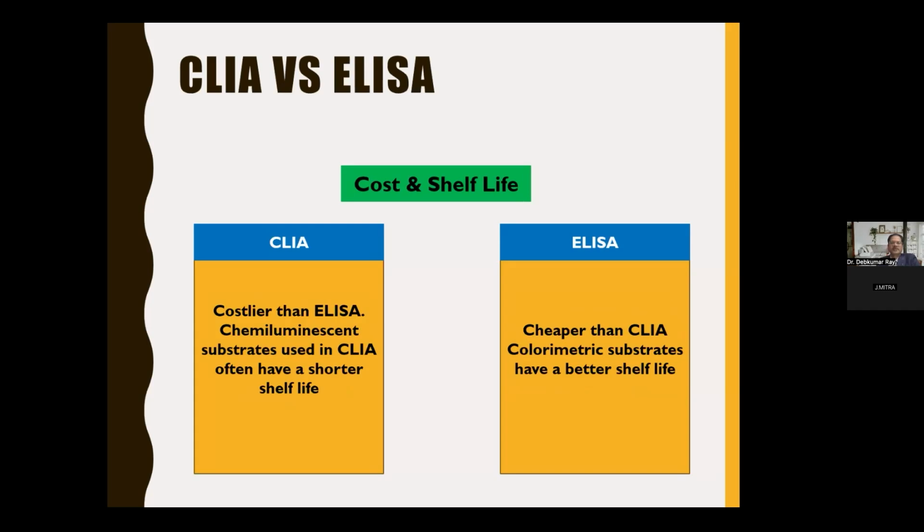Now the cost and shelf life. CLIA is costlier than ELISA, there is no doubt. The chemiluminescent substrates used in CLIA often have a shorter shelf life, so that is the disadvantage of CLIA. And what we get as an advantage with ELISA is that it is cheaper than CLIA. Colorimetric substrates have a better shelf life. So if you consider shelf life, it is better in ELISA, but it is not acceptable for CLIA. But right now we must use CLIA to get more accuracy, more precision, and better results, and we can minimize the TAT.